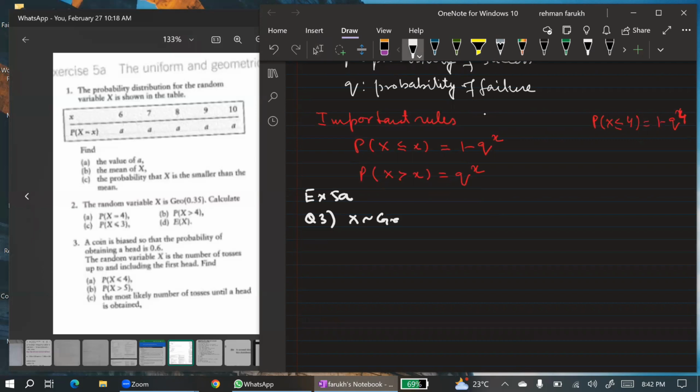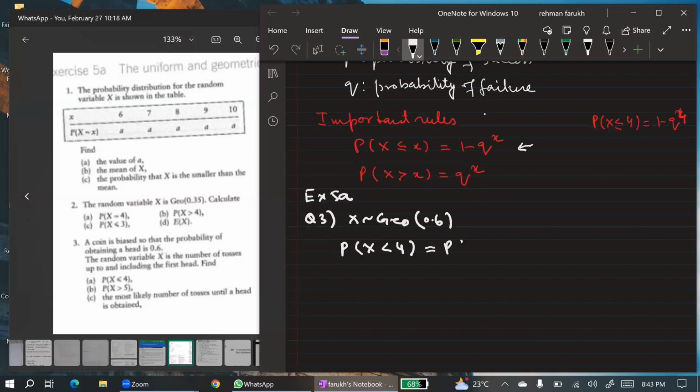First of all, we will write down the definition of the geometric distribution. X is a geometric distribution and the probability of success is 0.6. Now, we want to find out the probability of x is less than 4. But the formula we have is less than equal to x. How can we adjust this one according to the given formula? Ji Salman, any suggestion?